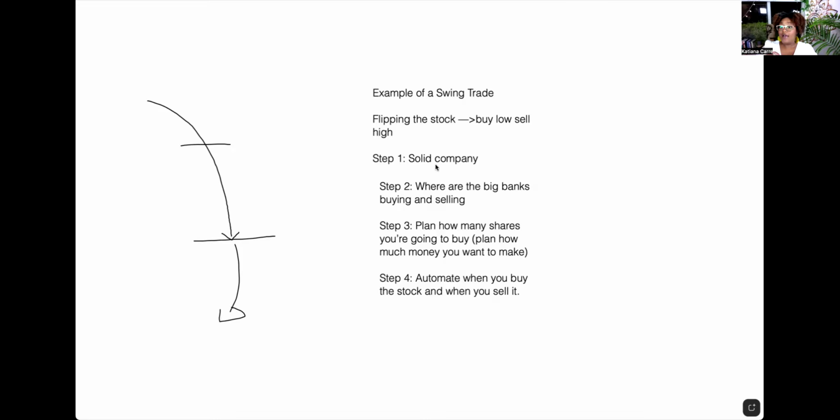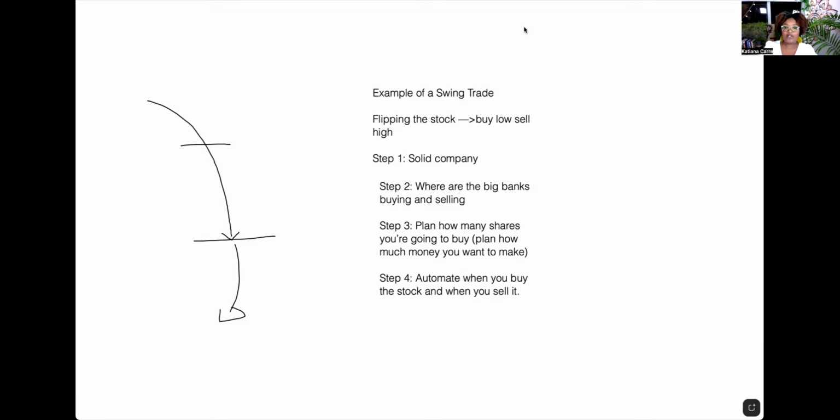You're looking at, what do the numbers say? And what's the history of this company, essentially, of this investment, of this opportunity. And so this is very important. Then we went over what the big banks are doing, and that's something that we go deep into in the mentorship. This right here is being intentional. Step three, plan how many shares you want to buy and then automate everything.